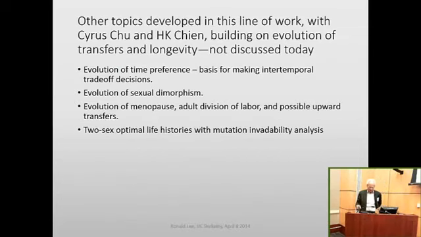So that's the work on the evolution of longevity, and it also includes evolution of transfers and evolution of fertility. There are other topics here on which there are papers developed in this same mode of analysis, which I won't spell out. But the most recent one is this evolution of menopause with an adult division of labor and the possibility of upward transfers towards the end of life. And that's done in a two-sex with the invadability of mutation type format. Okay, 3.